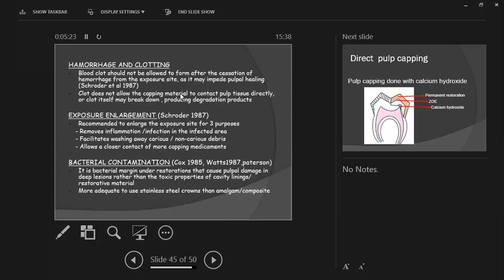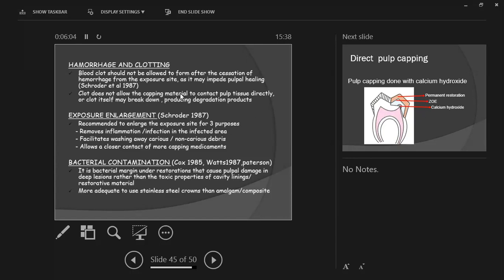The next part is hemorrhage control, because bleeding will be there. How can you control the hemorrhage? By placing moist cotton onto the surface of the bleeding spot. Then next is the exposure enlargement. Sometimes it might be a pinpoint exposure, and in a pinpoint exposure you cannot place a sufficient amount of calcium hydroxide. So slowly enlarge the exposure site, very minimally. I'm not saying that you have to make a huge exposure site. Enlarge it so that a sufficient bulk of calcium hydroxide can be placed on the surface of the exposed pulpal tissues.